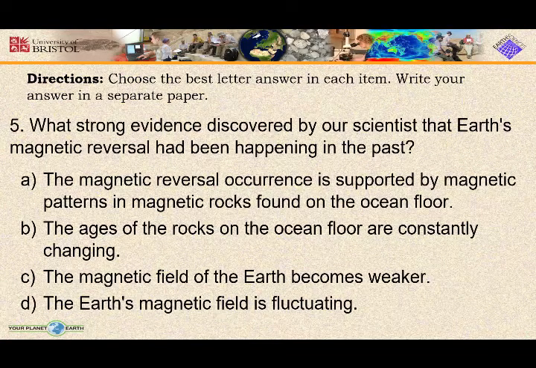Number 5. What strong evidence discovered by our scientists that Earth's magnetic reversal had been happening in the past? A. The magnetic reversal occurrences supported by magnetic patterns in magnetic rocks found on the ocean floor. B. The ages of the rocks on the ocean floor are constantly changing. C. The magnetic field of the Earth becomes weaker. And D. The Earth's magnetic field is fluctuating.